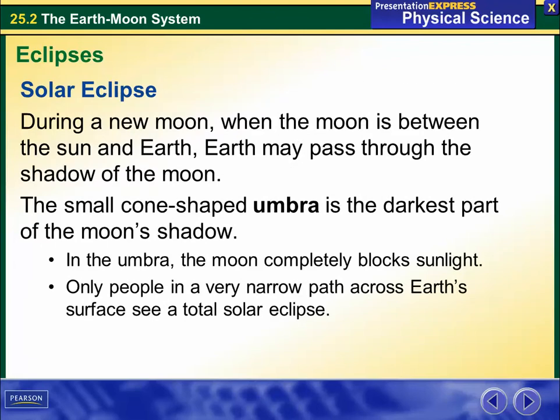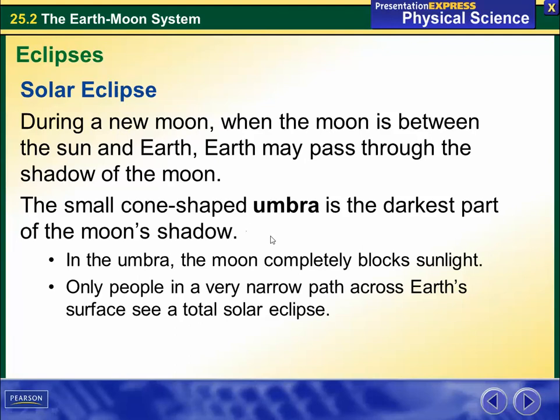During a new moon, when the moon is between the sun and the earth, Earth may pass through the shadow of the moon. The small cone-shaped umbra, that's how you say it, is the darkest part of the moon's shadow. In the umbra, the moon completely blocks out sunlight. If this were to occur, a very few people in a narrow path across Earth's surface would see what's called a total solar eclipse.